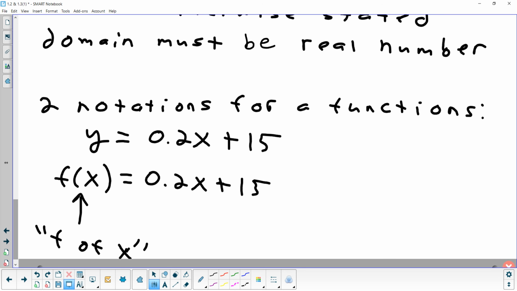And sometimes we use the letter G, G of x, H of x, K of x. We can use whatever letter you want. That's just the name of your equation. So this would be called equation f, f of x. Just a different notation. Any question on that?